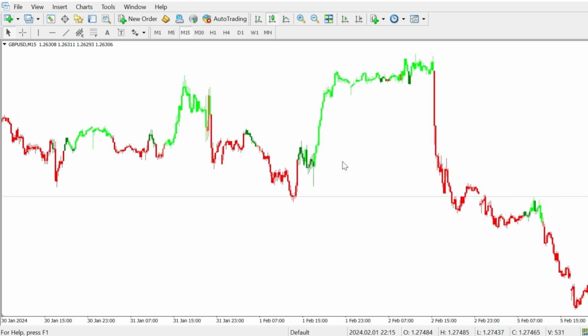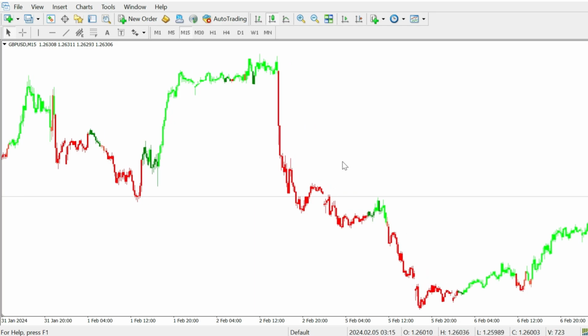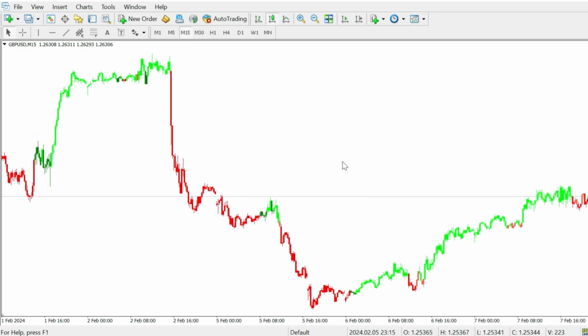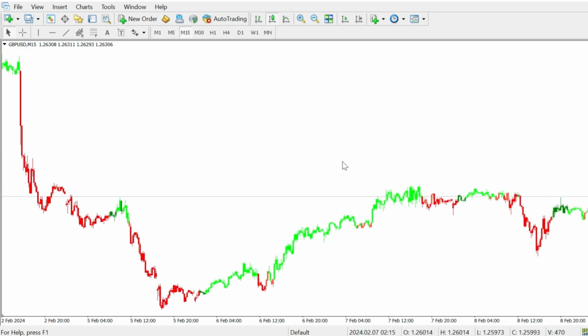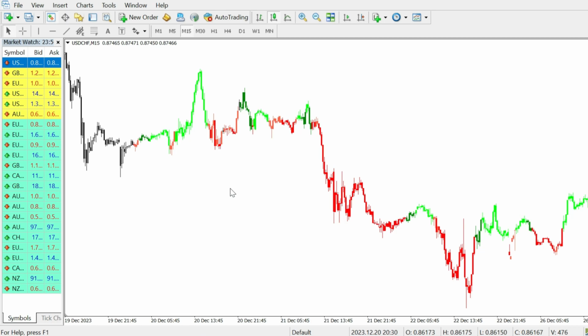Oftentimes, candlesticks can give a false impression that the market is reversing. Of course, with the trend color, that can be alleviated because regardless of whatever candlesticks are being formed, until the market gives a clear indication that it is changing trend, the colors of the candles remain the same.